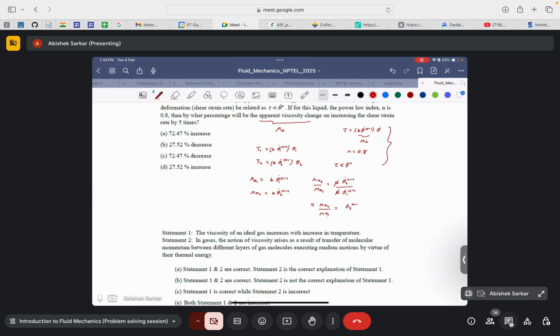Okay. It's a very simple relationship. You are told how theta dot 2 and theta dot 1 are related, and n is also given. Now can you tell me what's the relationship between mu a2 and mu a1? I'll give you one more minute, I think. Then I'll show the answer, and then we can look into the next question.